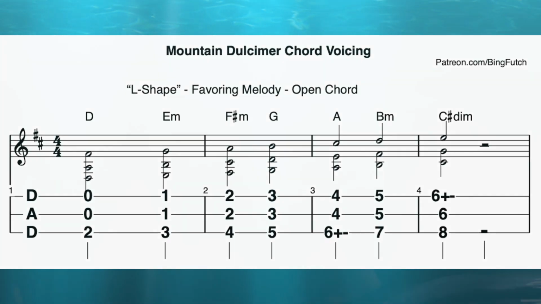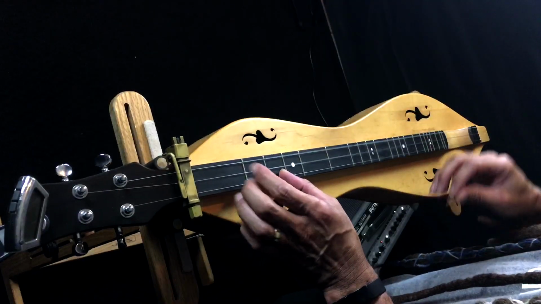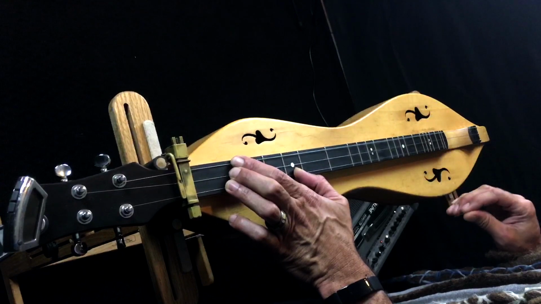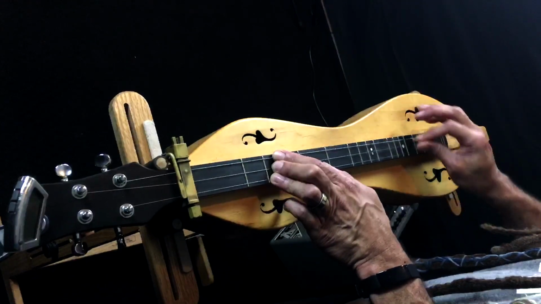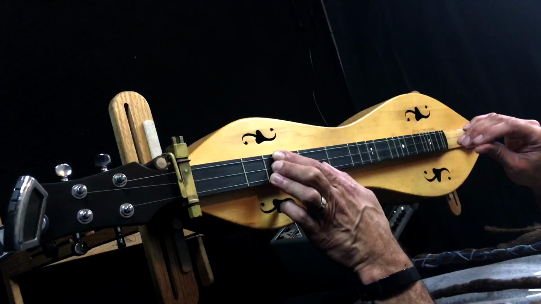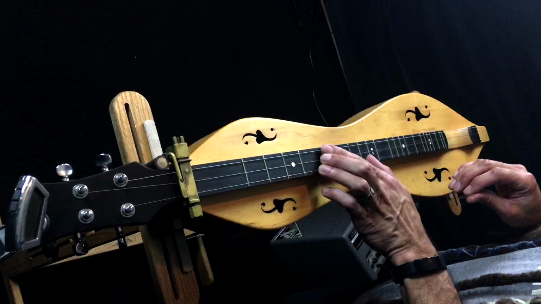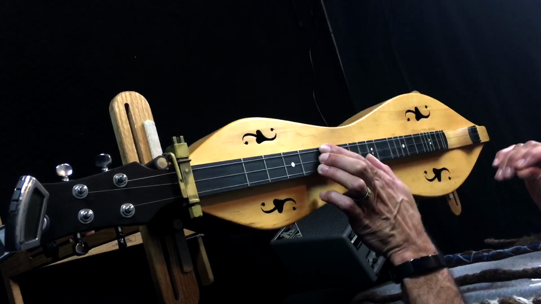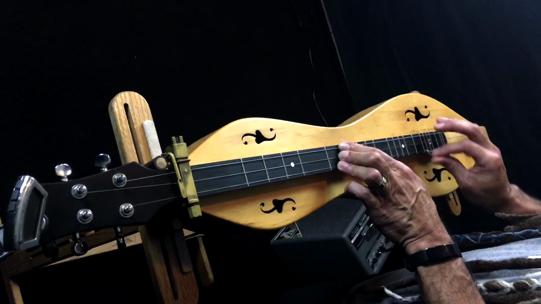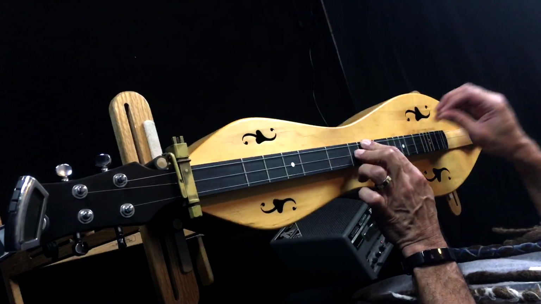So let's play a 0-0-2 chord for D, 1-1-3 for E minor, a 2-2-4 for F sharp minor, 3-3-5 for G major, 4-4-6.5 for A major, 5-5-7 for B minor, and 6.5-6-8 for C sharp diminished.